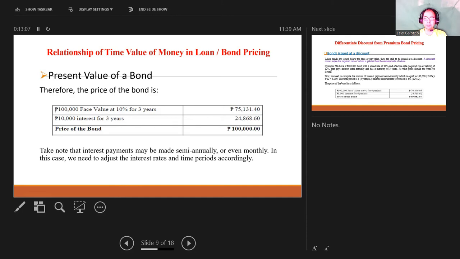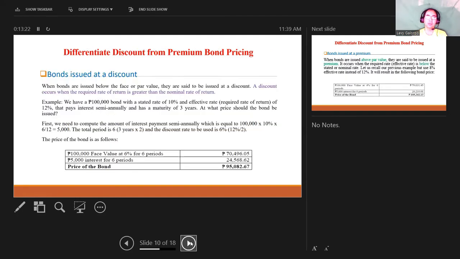Take note that interest payments may be made semi-annually or even monthly. In this case, we need to adjust the interest rates and time periods accordingly. Let's talk about the bonds issued at a discount. When bonds are issued below the face or par value, they are said to be issued at a discount. Discount occurs when the required rate of return is greater than the nominal rate of return.